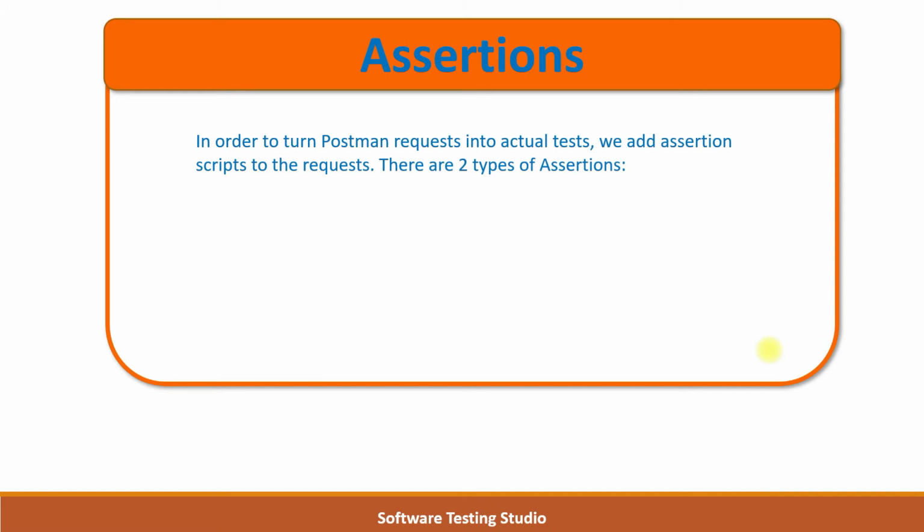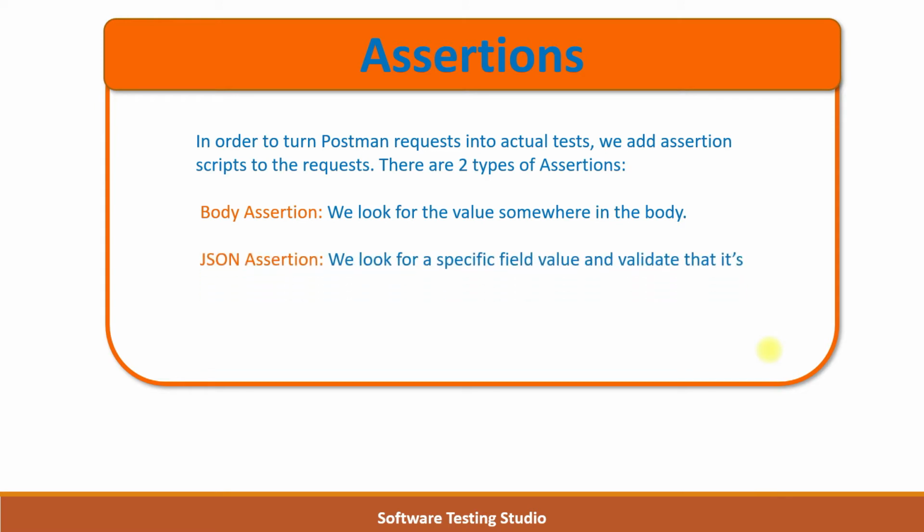Now, assertions. These requests that we've seen so far, we can convert them into actual tests, and this is done by using assertion scripts, and there are two types. Body assertion, where we're looking for a value somewhere in the body, or JSON assertion, where we look for a specific field and validate that it's what we expect. We will look at an example momentarily and show you what we mean by assertions.